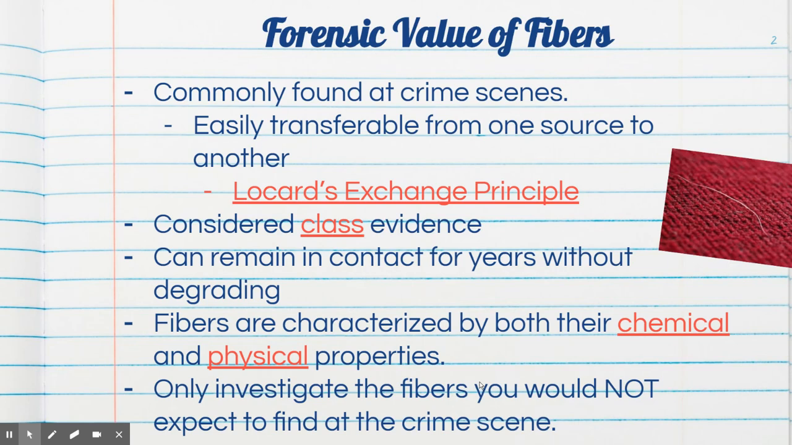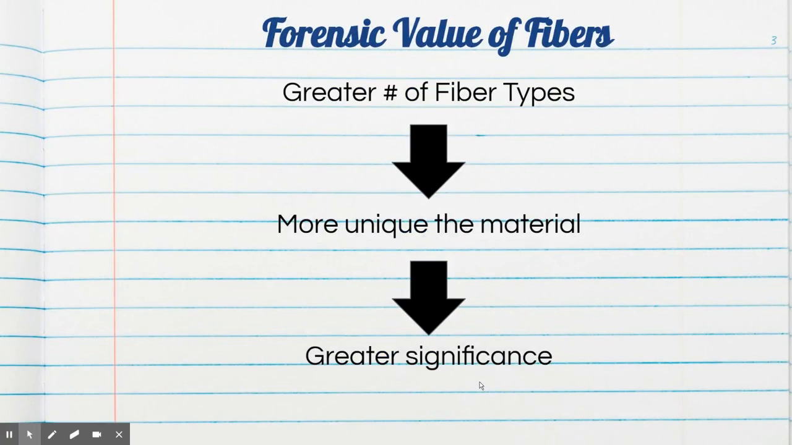Fibers are characterized and classified by both chemical properties and physical properties, and we're going to observe both in the labs that we do in class. When you are investigating fibers, you only want to observe and collect fibers that you wouldn't expect to find at that crime scene. So if you find cashmere fibers on a person that has never worn cashmere in their life, that's probably something you would investigate. The greater number of fiber types that you find and the more unique the material, the greater the significance that value will be in the court system for those fibers.